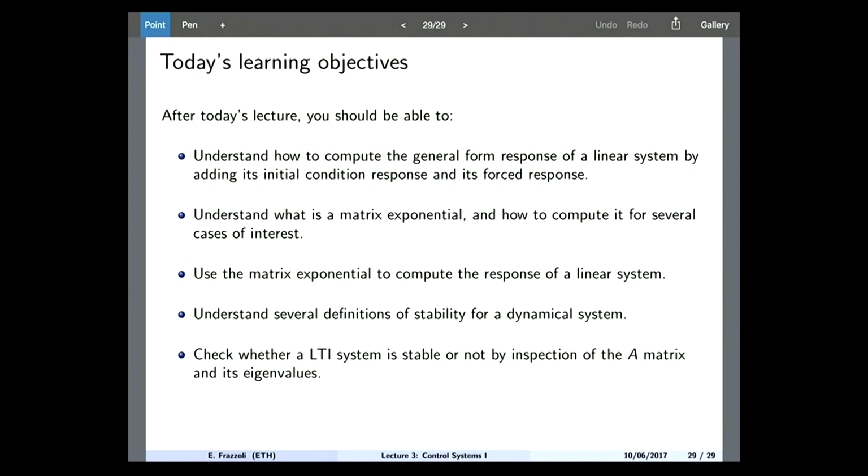We did that for the scalar case, then we looked at how to do it for the matrix case. We saw that the key point in going to the higher order matrix case is to define the matrix exponential. We constructed it in such a way that it has the property that we want, and once we have the matrix exponential, we can write everything in the same way as the scalar case. We use the matrix exponential to compute the response of linear systems in general. We gave definitions of stability, and we looked at conditions for stability.